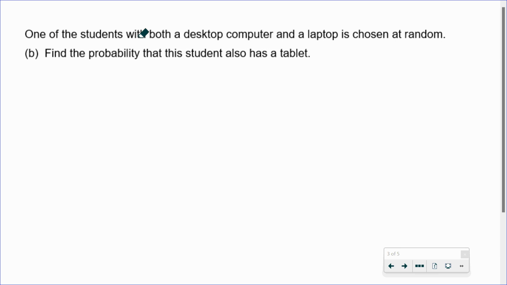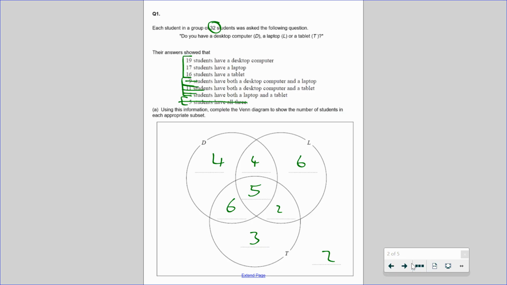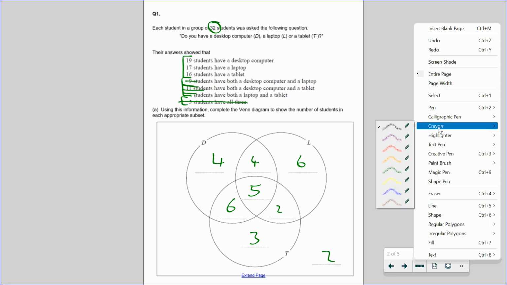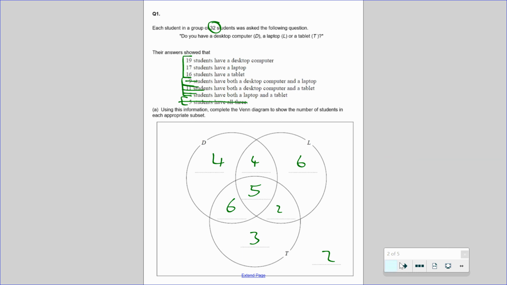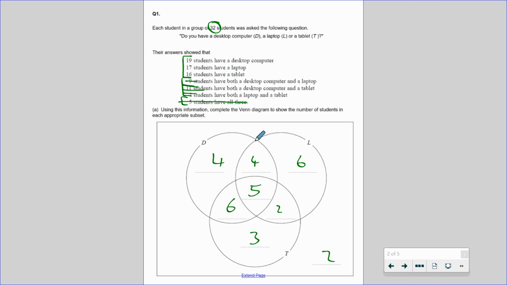After that, it says one of the students with both a desktop computer and a laptop is chosen at random. Find the probability that the student also has a tablet. So there's a few ways to think about this. This is a conditional probability question. But what I can do is highlight a particular area that I'm interested in, which is the students who have both a desktop computer and a laptop. So desktop computer and laptop means that they're in this zone here. This is the only bit I'm interested in, that 4 and 5.